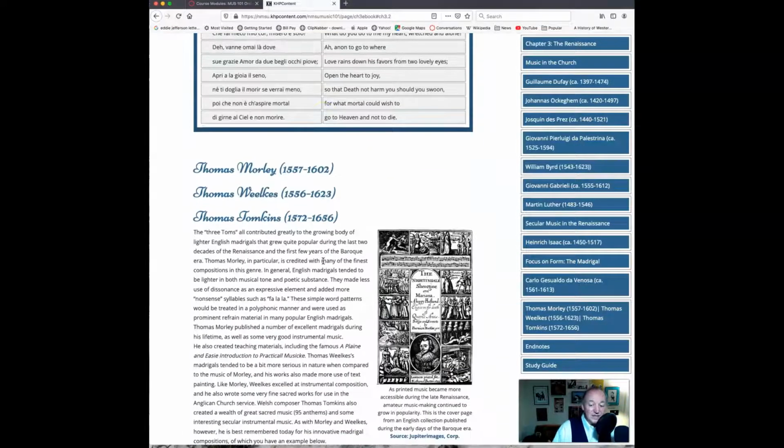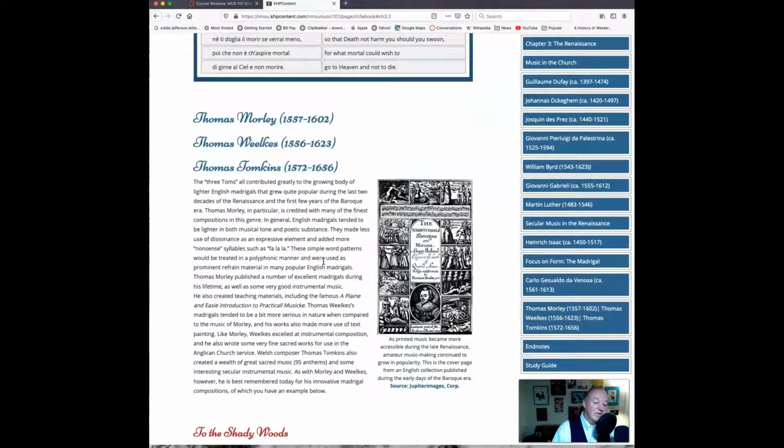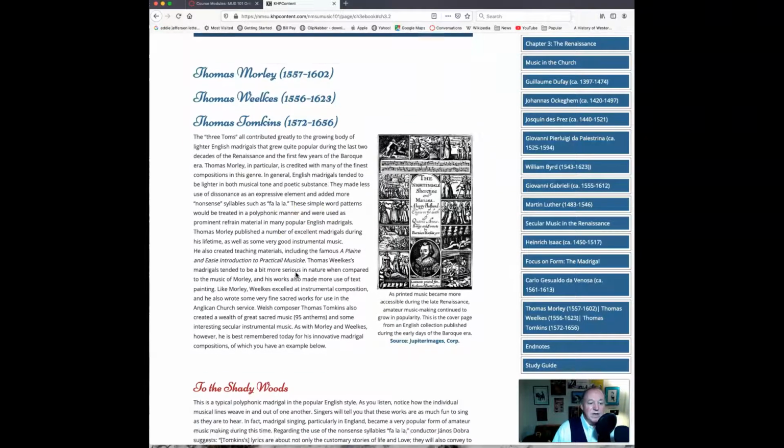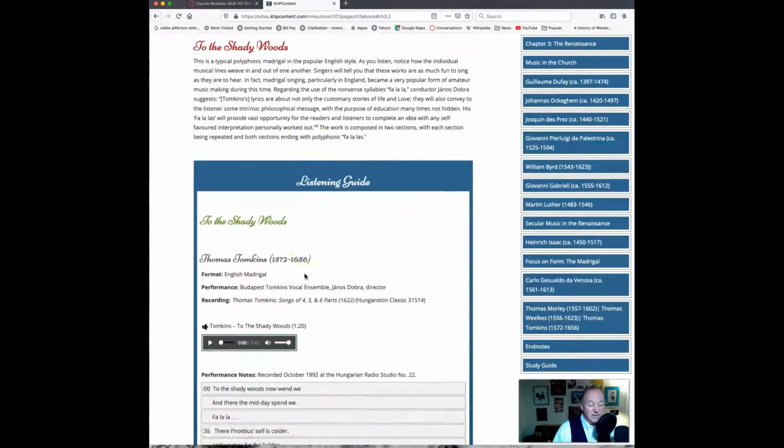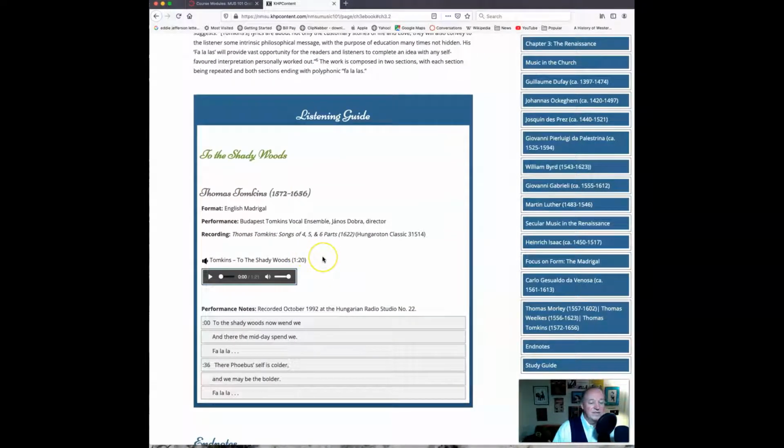The madrigal lightens up a lot as it gets to England. We use a lot more of the fa la la la las, and it's drinking music, right? Come over to the house. We'll sing some madrigals tonight. We'll have a beer. It'll be really fun. And again, printing is critical to that. You can read all about that. You have a great example of an English madrigal by Tomkins, To the Shady Woods.